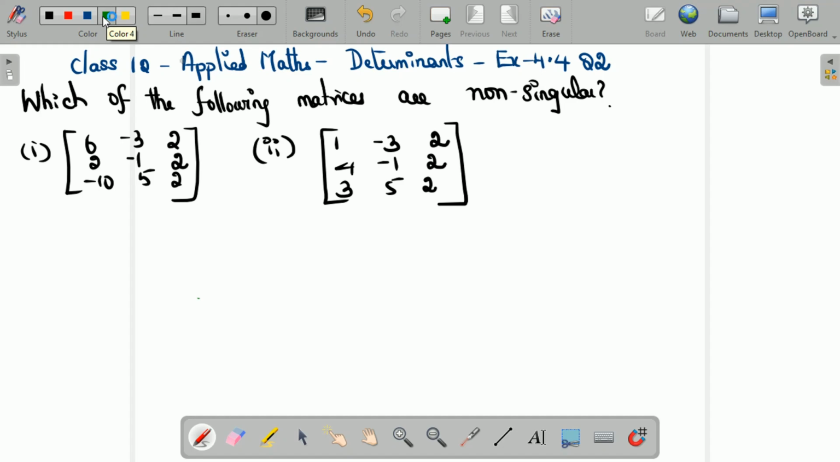A matrix is said to be singular if its determinant value is equal to 0, and it is going to be called non-singular if it is otherwise. So let's calculate the value of these determinants.